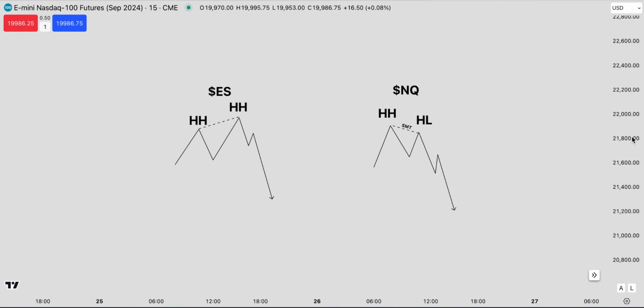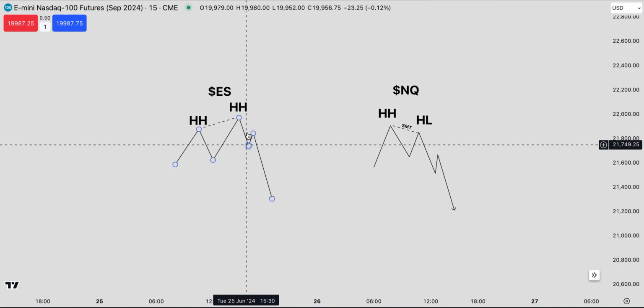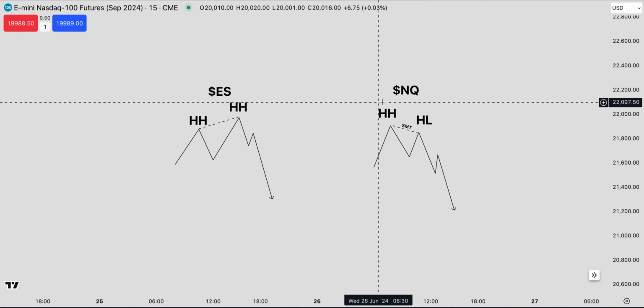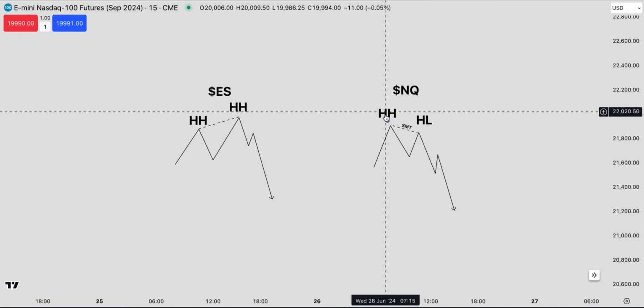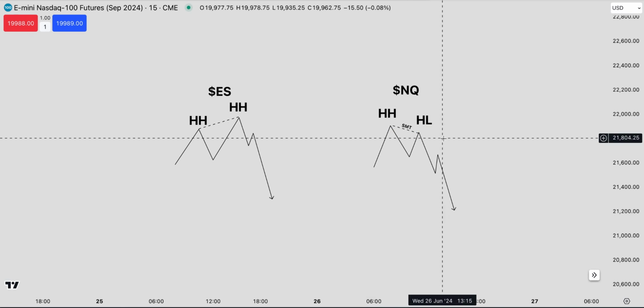Alright, so as you can see, this is a bearish example. So on ES we have a higher high and another higher high. On NQ we get a higher high. However, price doesn't take this recent high and we have a higher low. So this is a bearish SMT.